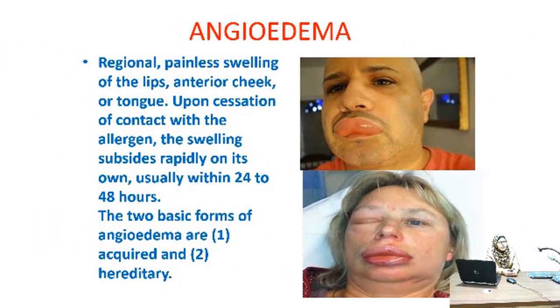The other type is angioedema, which is characterized by regional and painless swelling of the lip and the anterior cheek, the tongue. Upon cessation of the contact with the allergen, the swelling will subside rapidly on its own, about 24 to 48 hours, and it will be removed. There are two basic forms of angioedema, type 1 acquired and type 2 hereditary.